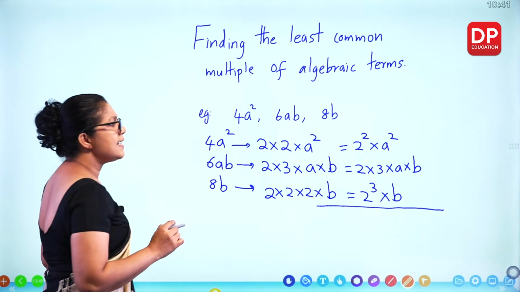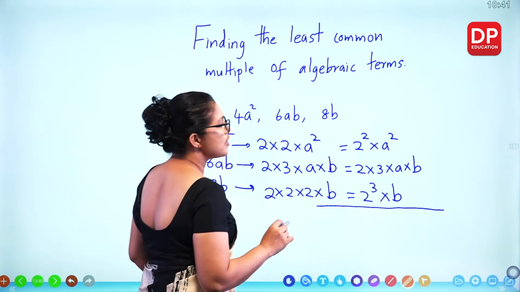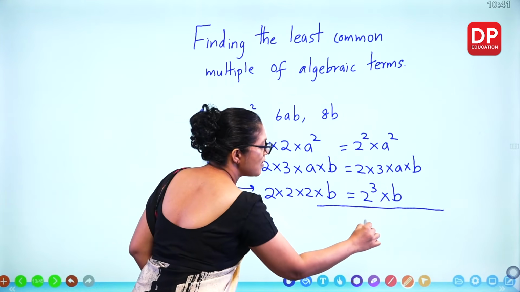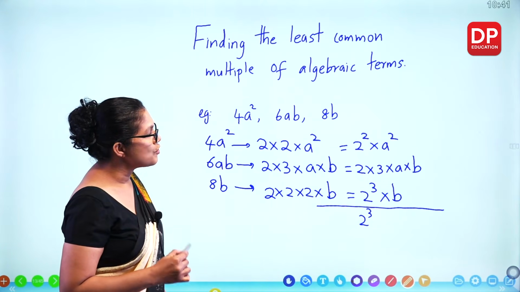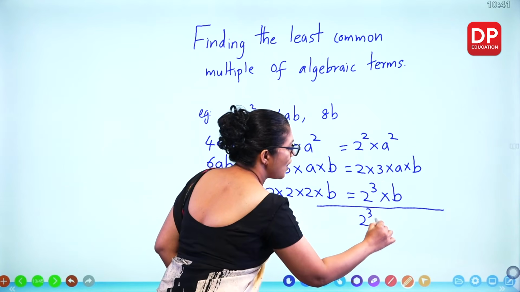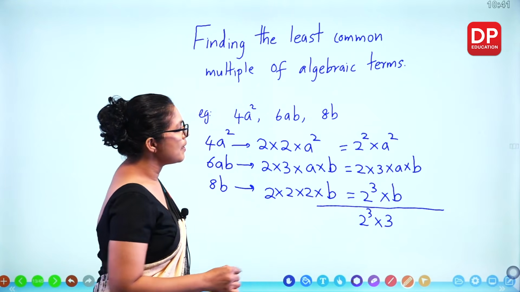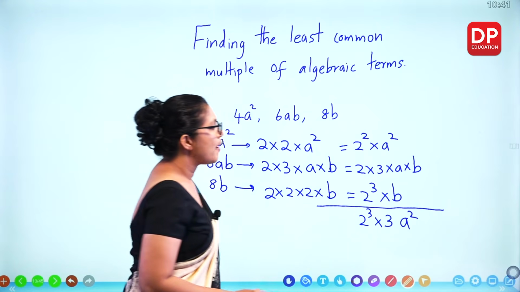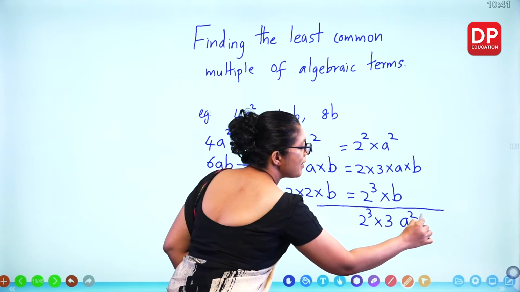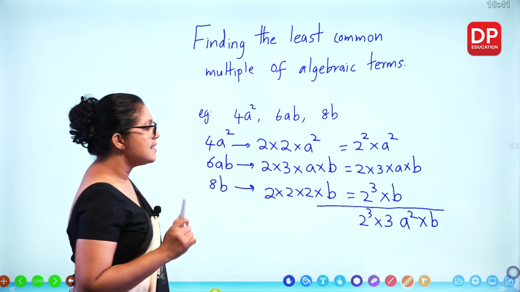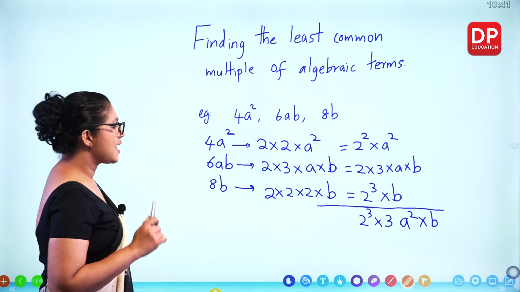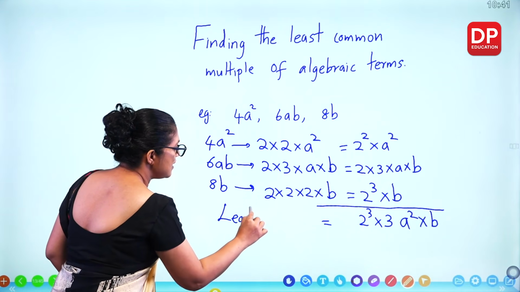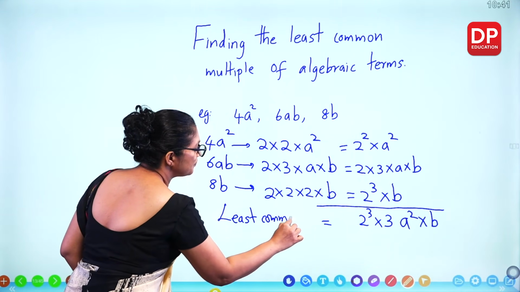Now, if you want the least common multiple, I told you to take the highest power. When you take power of 2, the highest power is 2 to the power 3. When you take 3, you get power of 1. What about the other one? If you take power of a, it's a squared there. What about power of b? It's 1. So what's the least common multiple of this algebraic expression? So you can multiply and write down this is the least common multiple.